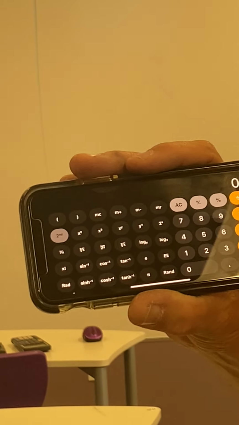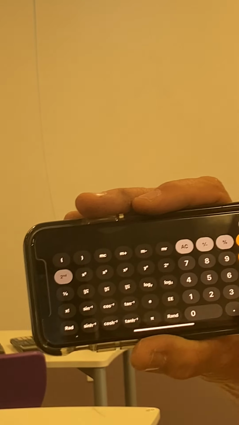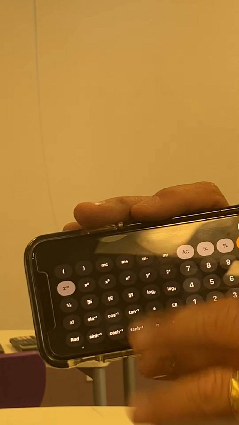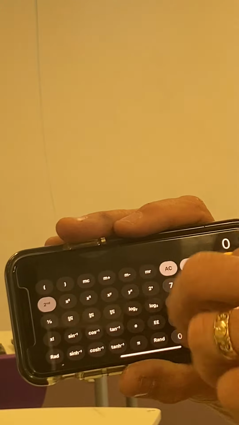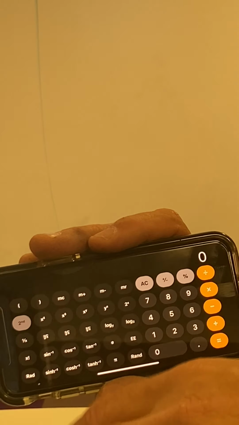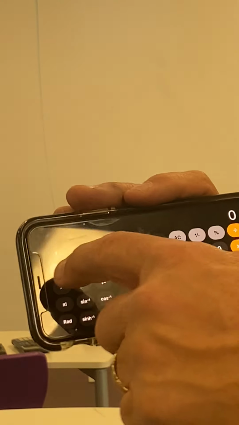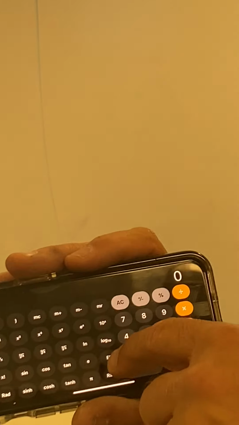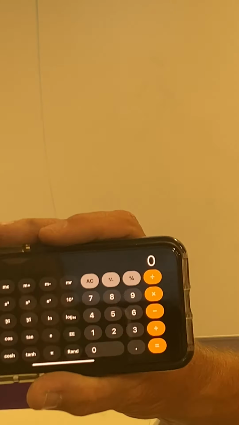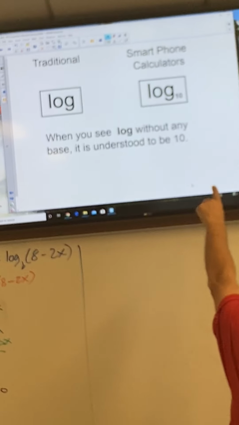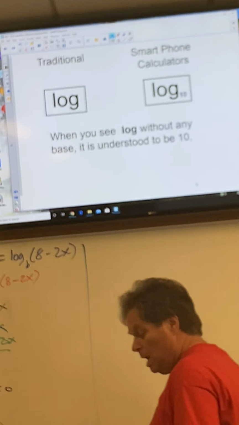But notice when you hit the second function, it stays on. So if you just mean to hit the second function for one calculation and want to go back to the others, you need to hit it again to turn it off. When you take the second function off, there is one that says log base 10. That is what we're talking about, okay? So that button means log base 10.